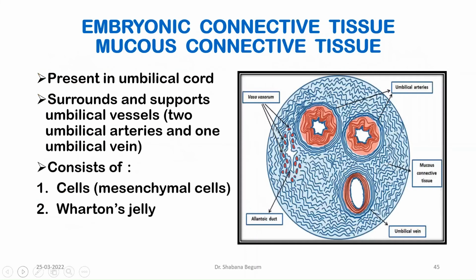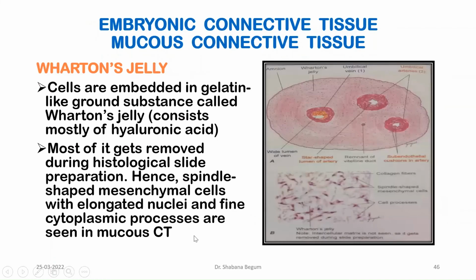Now, the embryonic connective tissue, also known as the mucous connective tissue, is present in the umbilical cord, and here the ground substance is known as the Wharton's jelly, which helps to support or protect the umbilical vessels, that is the two umbilical arteries and one umbilical vein. These are the umbilical arteries, this is the umbilical vein, and this is the ground tissue, that is the Wharton's jelly. And this jelly-like Wharton's jelly consists mostly of hyaluronic acid, and during tissue preparation, it gets removed. Hence, we can see the spindle-shaped mesenchymal cells are visible in the slide.